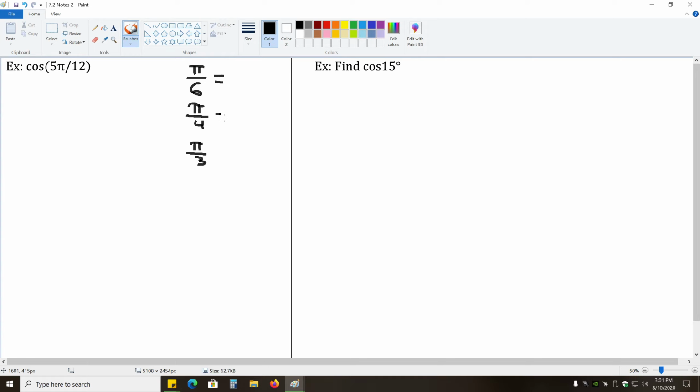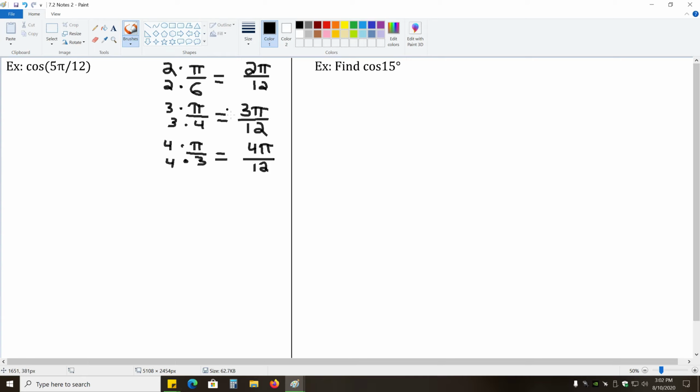So, if we're going to do that, then we should probably get the correct denominator. So, we need to rewrite pi over 6 with a denominator of 12. Well, how can we do that? Well, we have to multiply the top and bottom of this fraction by 2. Likewise, for pi over 4, we have to multiply the top and bottom by 3. And for pi over 3, we need to multiply the top and bottom by 4. Which ends up giving us 2 pi over 12 for the first fraction, 3 pi over 12 for the second fraction, and 4 pi over 12 for the third fraction.